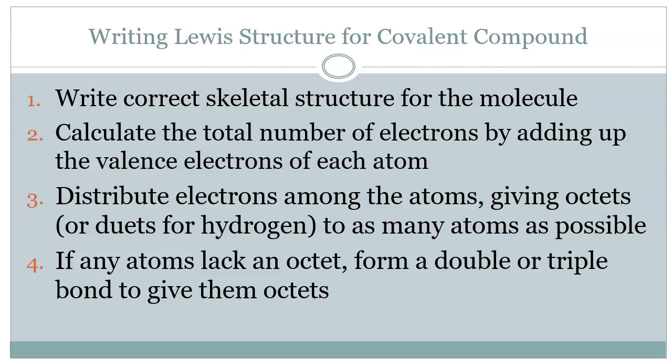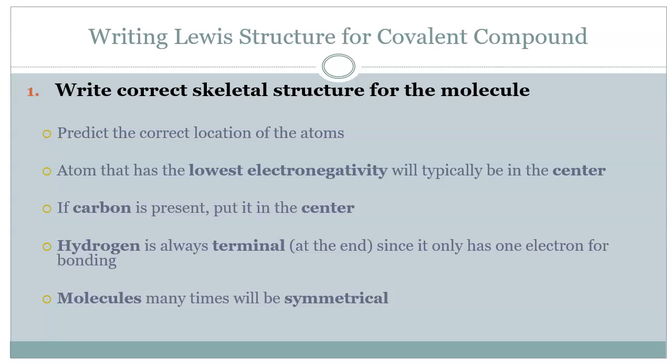bonds. So the first step is writing a correct skeletal structure, which is talking about the location for each of the atoms in the molecule. Some general rules that we follow: the atom that has the lowest electronegativity will typically be in the center. So remember, electronegativity increases as you go up the periodic table and to the right. So fluorine is the most electronegative. So we want lower electronegativity in the center. If carbon is present, then we're going to go ahead and put that in the center typically. Hydrogen is always going to be terminal, meaning at the end, since it only has one electron available for bonding.